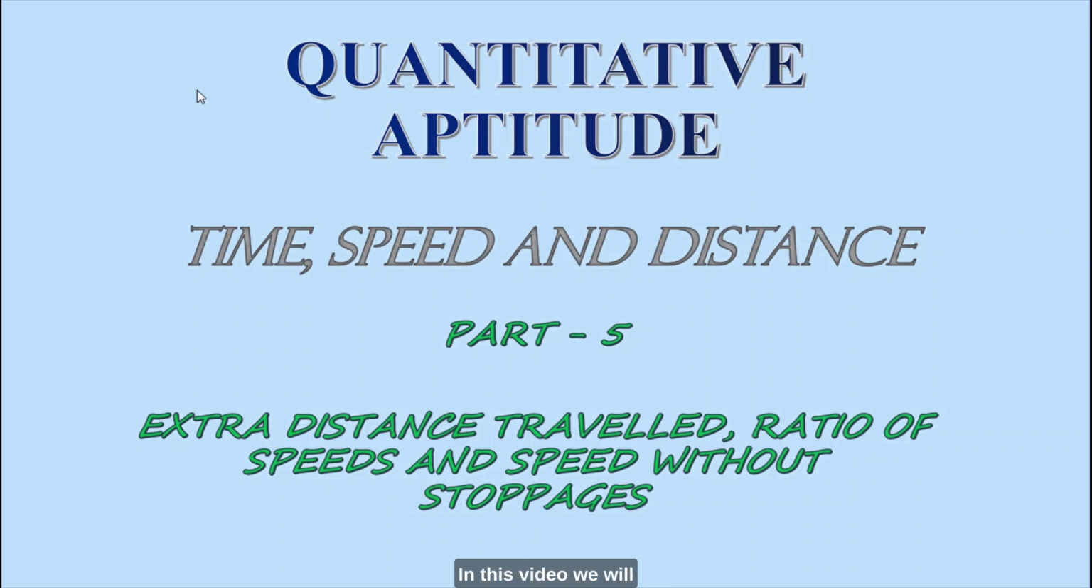In this video, we will deal with three different concepts: how to determine the extra distance traveled by one object in relation to another, what is the relationship, that is, the ratio of the two speeds, and how to determine the speed of an object with and without the stoppages.